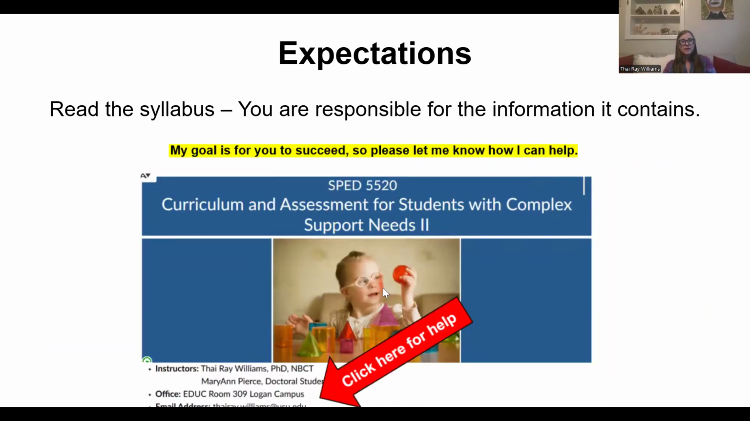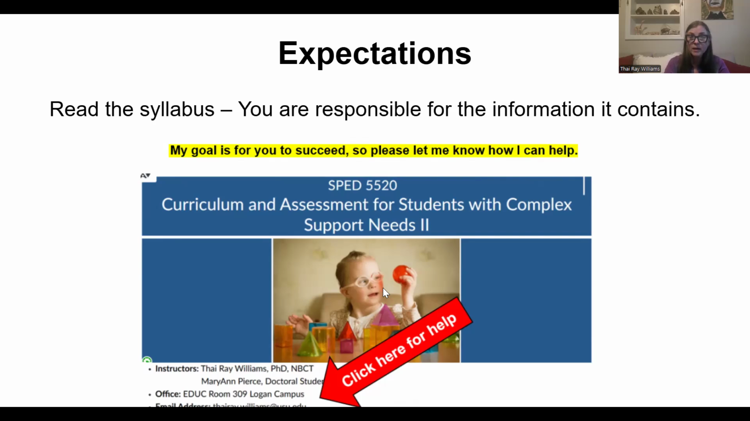All right, here are the expectations. Make sure you read the syllabus because you're responsible for what's on it. And more importantly, you need to know so that you can do the best job possible and you don't miss things and you know what's coming up and what you need to do. My goal is for you to succeed. So please reach out if you need help.